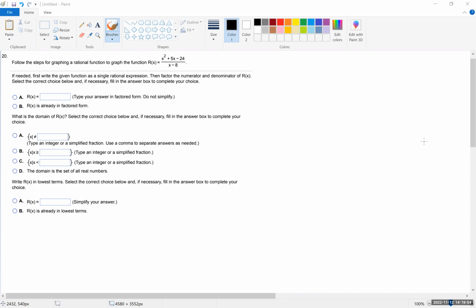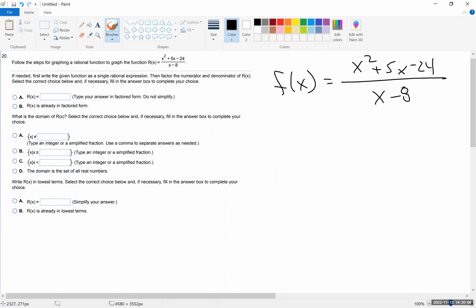So the first thing we want to do is factor this. We have f of x equals x squared plus 5x minus 24 divided by x minus 8. To factor the top, you need two numbers that multiply to negative 24 and add to 5, okay? And you can just look at all of the numbers that multiply.